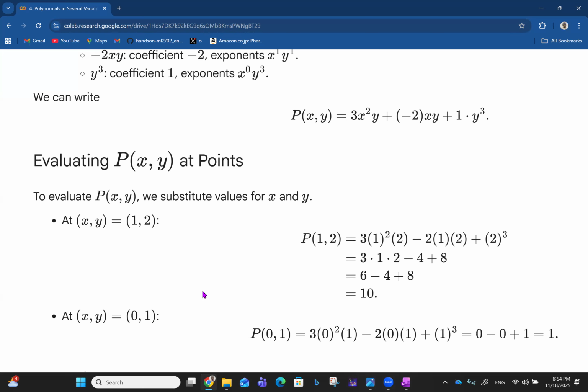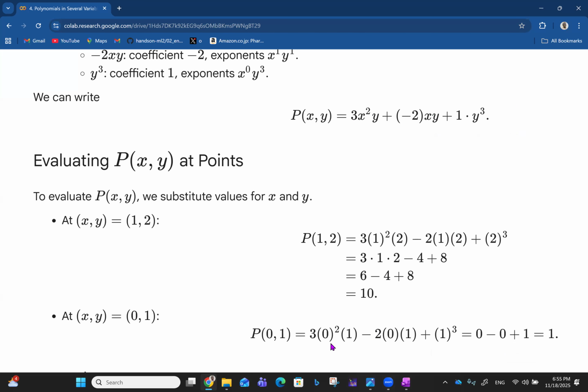Then at x, y equals 0, 1, okay? X is 0 here. So in short, you can even take it for granted that anywhere x appears in each monomial, it goes to 0. So x is here, it goes to 0. X is here, it goes to 0 because 0 multiplied by whatever is going to be 0. And then all you have left is y. And since y is 1, y raised to 3 is simply 1.